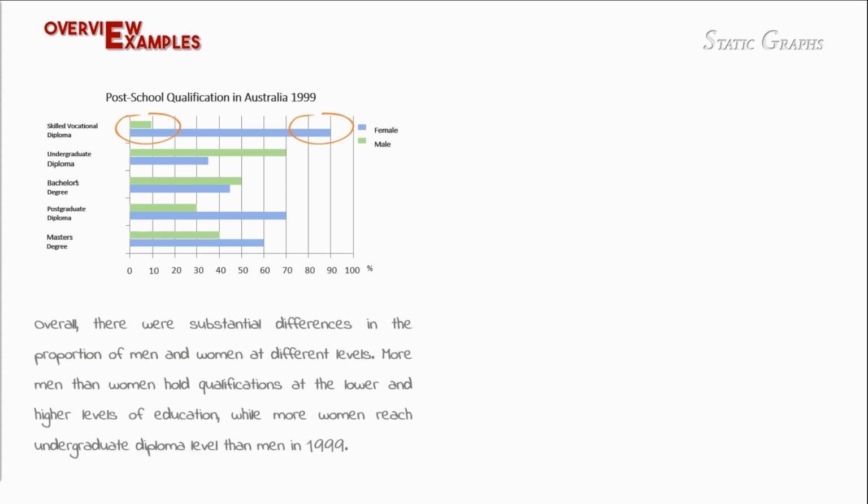Overall, there were substantial differences in the proportion of men and women at different levels. More men than women hold qualifications at the lower and higher levels of education, while more women reach undergraduate diploma level than men in 1999.